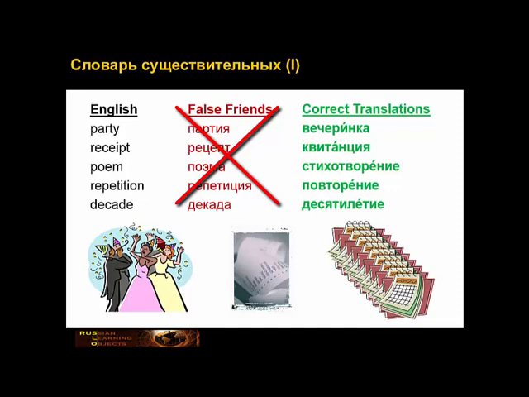The receipt for something you purchase is a квитанция. This is actually a true friend of the archaic English word quittance. A poem is a стихотворение, which we get from стих, line, and творение, creation. The word for repetition, повторение, comes from the verb повторить, as in повторите, пожалуйста. Do it a second time. A decade is a десятилетие, from 10 лет.